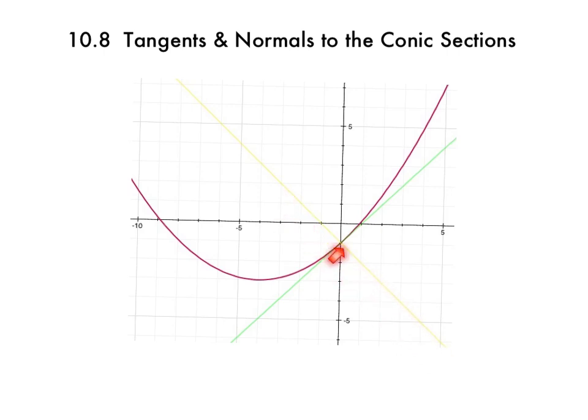Okay, so at any given point in this graph, it looks like we're talking 0, -1. At 0, -1, the green line would be the tangent line, and the yellow line would be the normal line. They meet at a 90-degree angle.